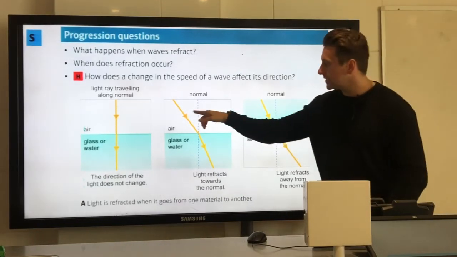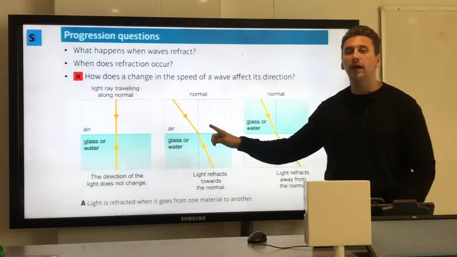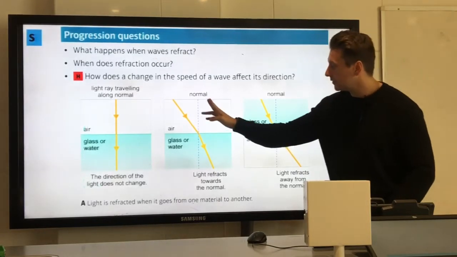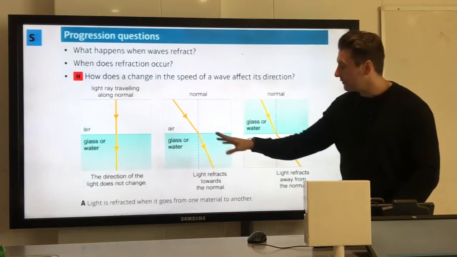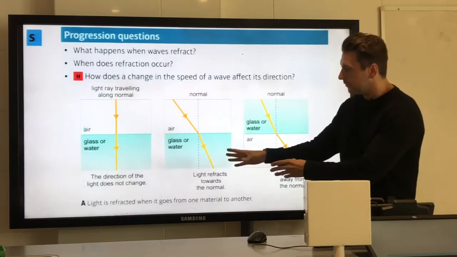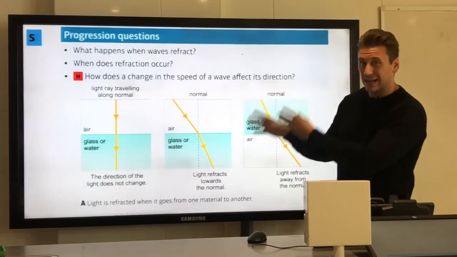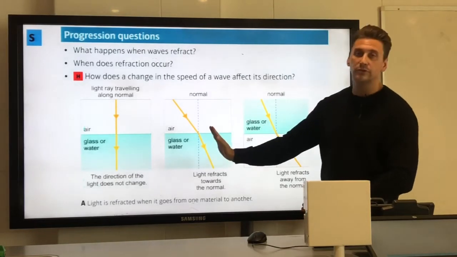Now what we call this angle, we always measure the angle of the light ray from the normal line to the ray. So this angle from this normal line to the ray here is called the incident angle, and therefore when it's refracted through the boundary, in this case remember it's slowed down, it's gone from low refractive index to high refractive index, so it changes direction and refracts towards the normal.